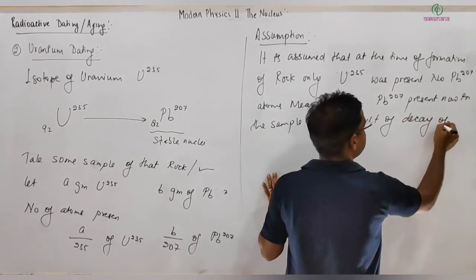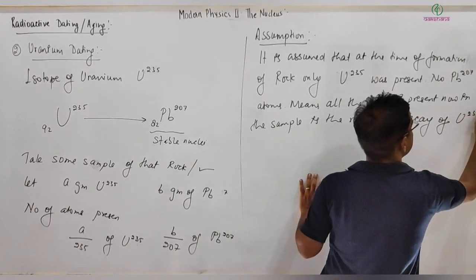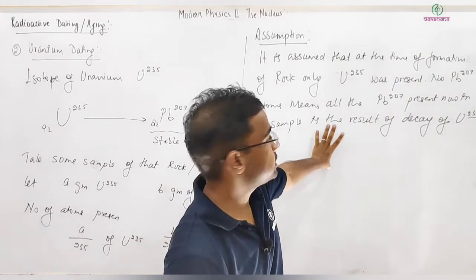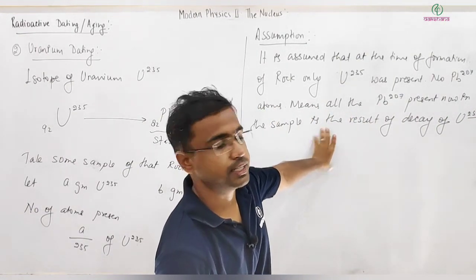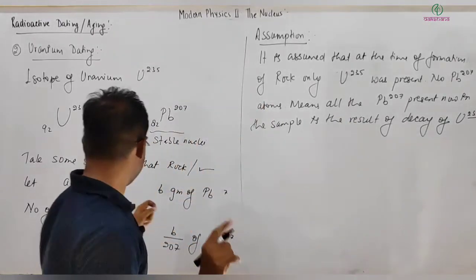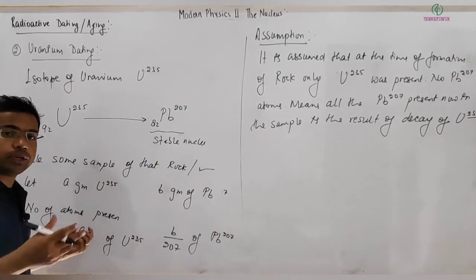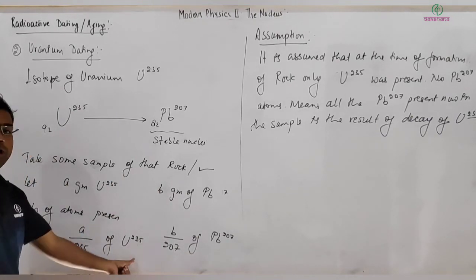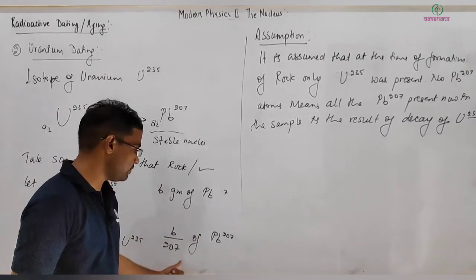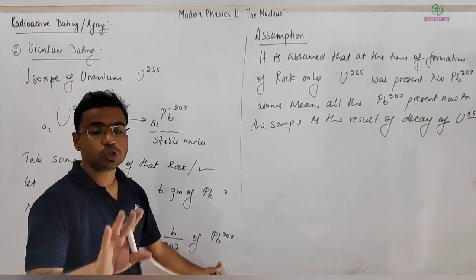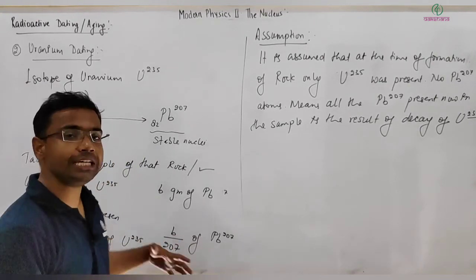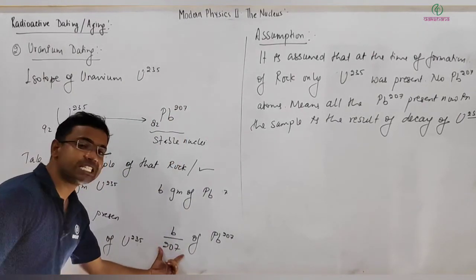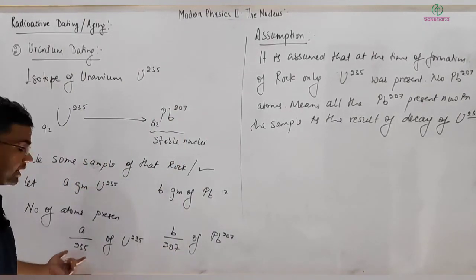What it implies is an important point here, you should understand this. In the current sample we are taking from the rock, it has this many uranium 235 atoms and this many lead 207 atoms. So what I can say is that the initial number of atoms of uranium 235 present was this plus this number of atoms.